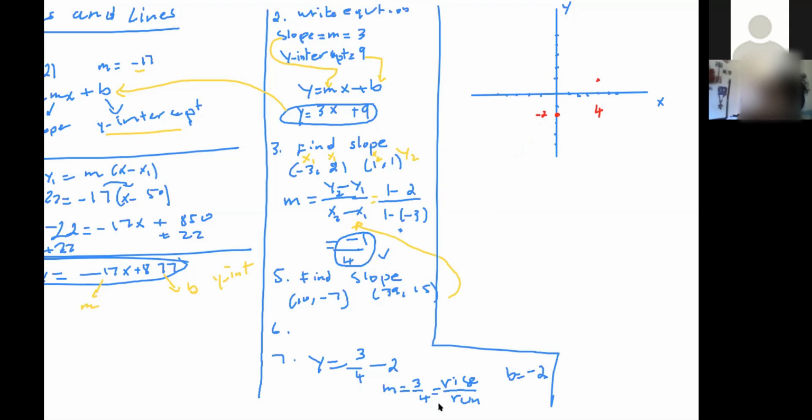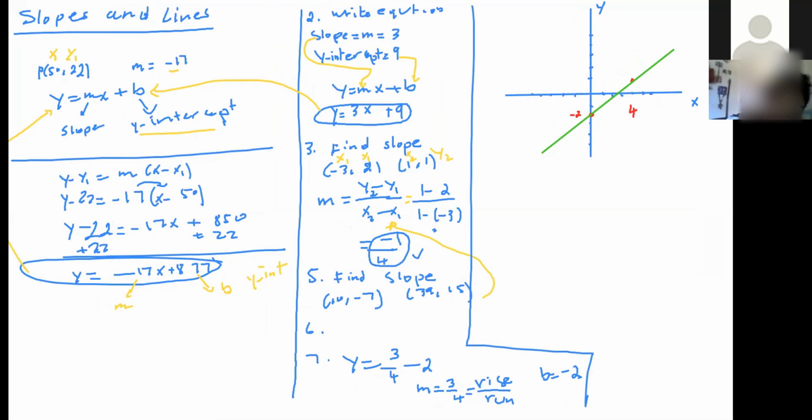Always start from the negative 2, or the positive if it's positive. Always start from this b, the intercept, the y-intercept. Always start from that on this axis. So let me grab a straight line, and that's your line, using rise and run. Okay, that's number 7. That's not bad. No, that's not too bad.